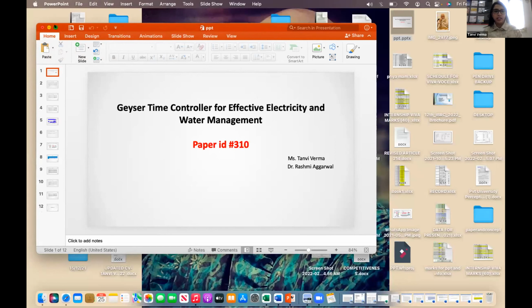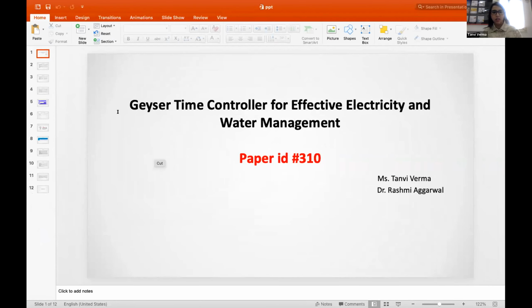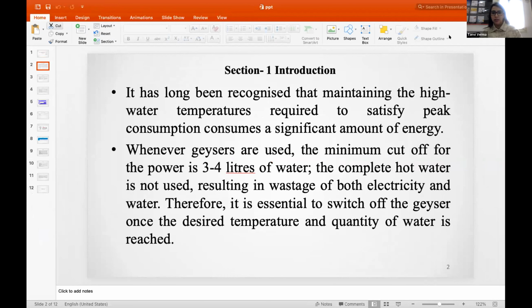So the paper is titled Geyser Time Controller for Effective Electricity and Water Management. Basically, this paper has been proposed to solve a particular problem which we generally face in daily life: maintaining high water temperatures, which geysers normally do, but they do not get cut off at a sufficient point of time. Whenever geysers are used, the minimum cutoff for the power is 3 to 4 liters, or a particular time period, until we switch them off. So the complete hot water is not used, resulting in wastage of both electricity as well as water. Therefore, it is essential to switch off the geyser once the desired temperature and quantity is reached.